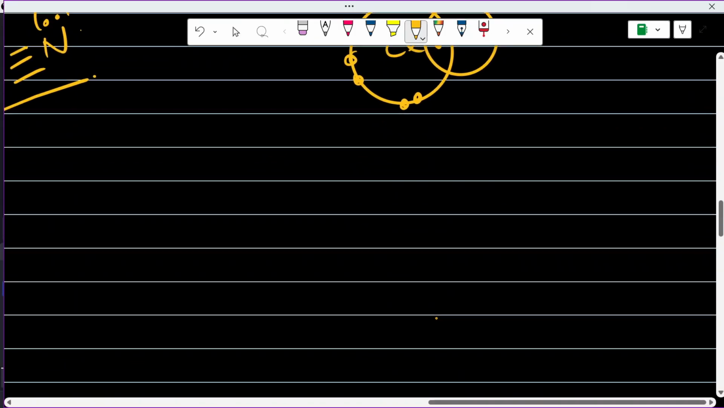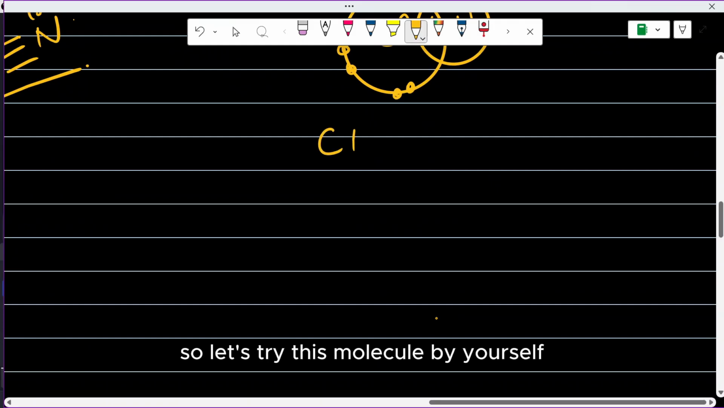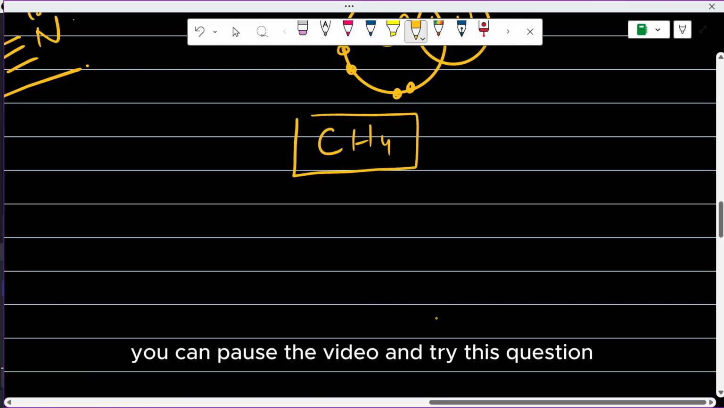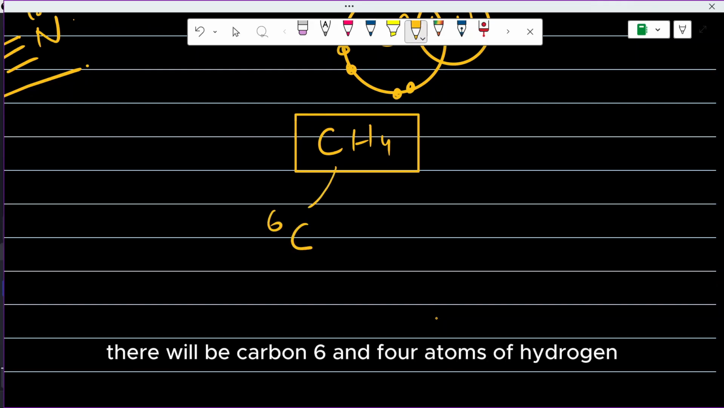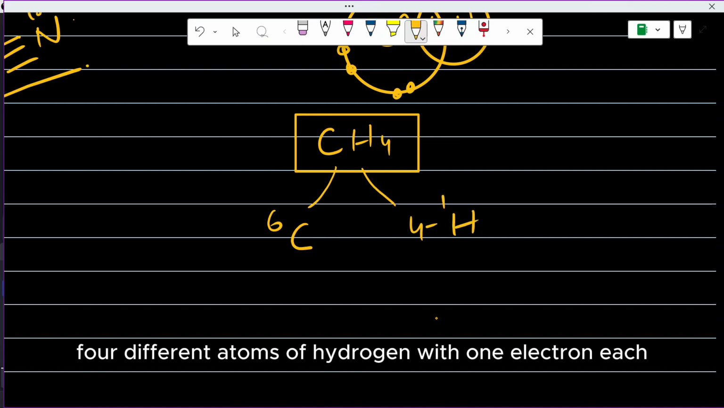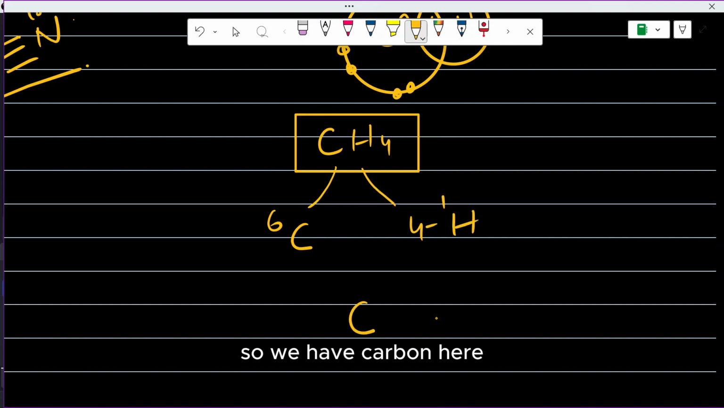Okay, so let's try this molecule by yourself. You can pause the video and try this question. Okay, so if you break it down, that will be carbon, 6, and 4 atoms of hydrogen, 4 different atoms of hydrogen with 1 electron each. So we have carbon here.